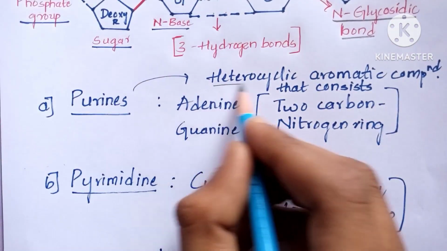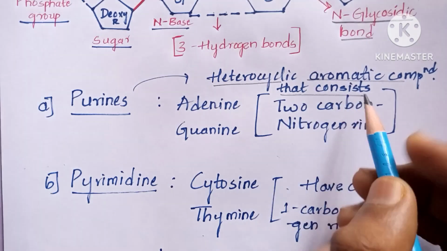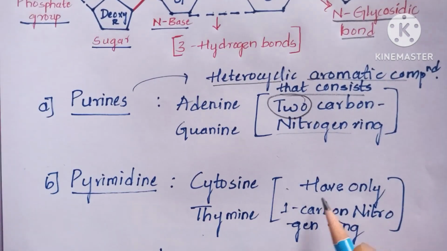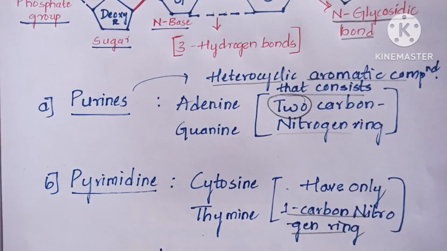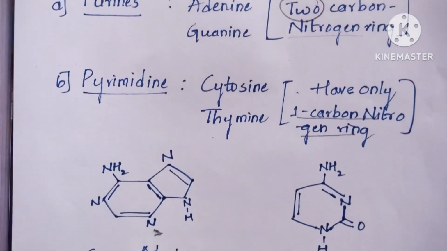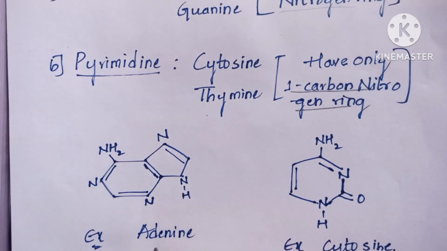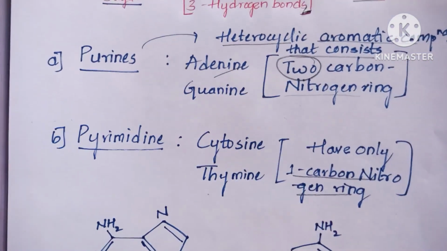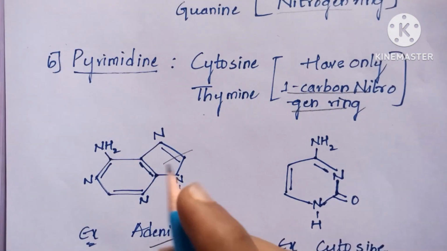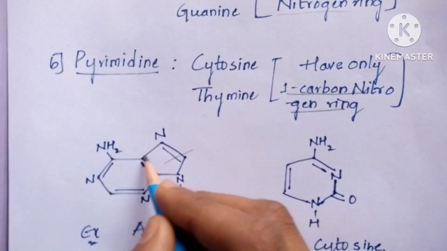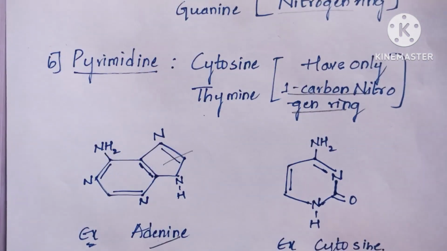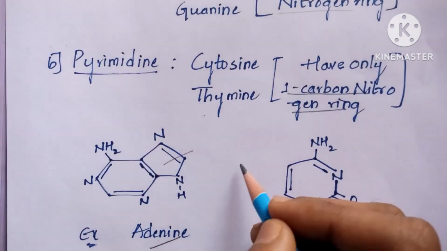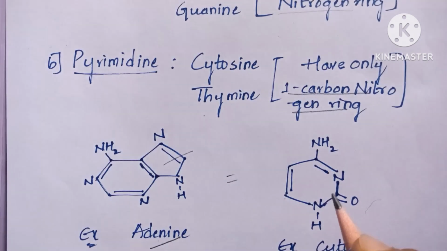What are purines? Purines are heterocyclic aromatic compounds that consist of 2 carbon-nitrogen rings, whereas pyrimidines have only one carbon-nitrogen ring. Let us view an example. See, this is the purine, as I mentioned. An example of a purine is adenine, and this is the structure of adenine. Here you can see the two rings, whereas in the pyrimidine there is only one ring. This makes a huge difference between the purines and the pyrimidines.